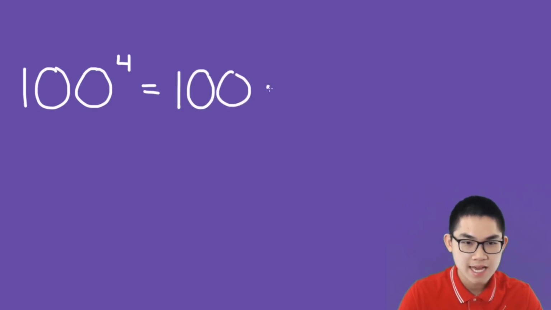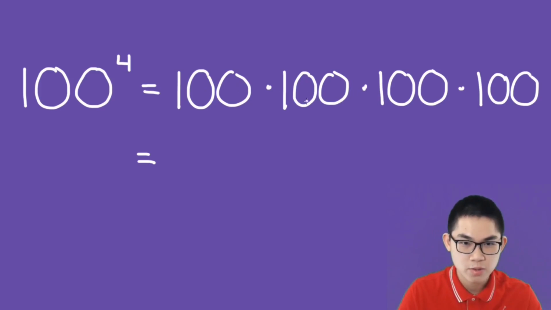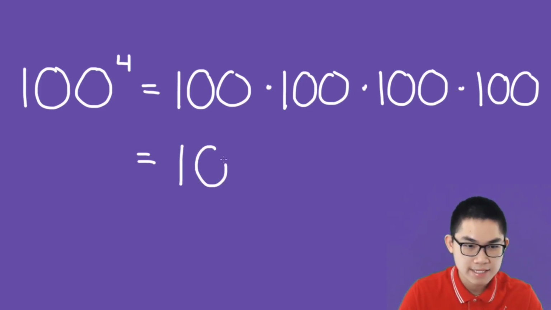100 to the power of 4 is equal to 100 times 100 times 100 times 100. How many zeros are there? 1, 2, 3, 4, 5, 6, 7, 8. So you have 1 and 8 zeros.